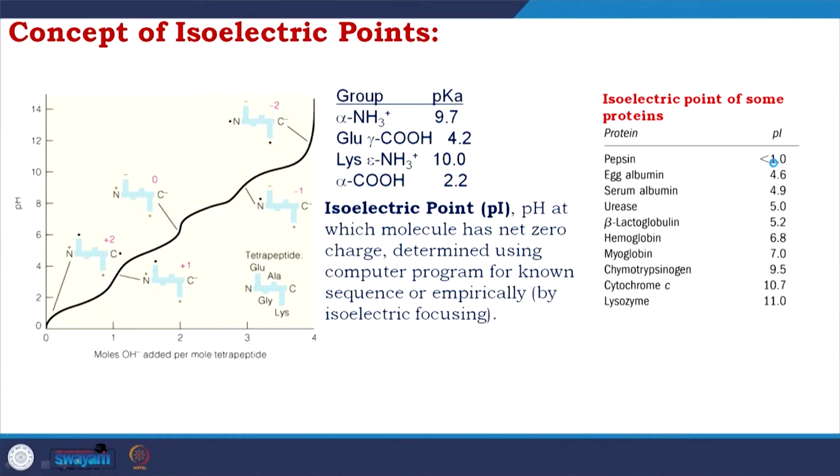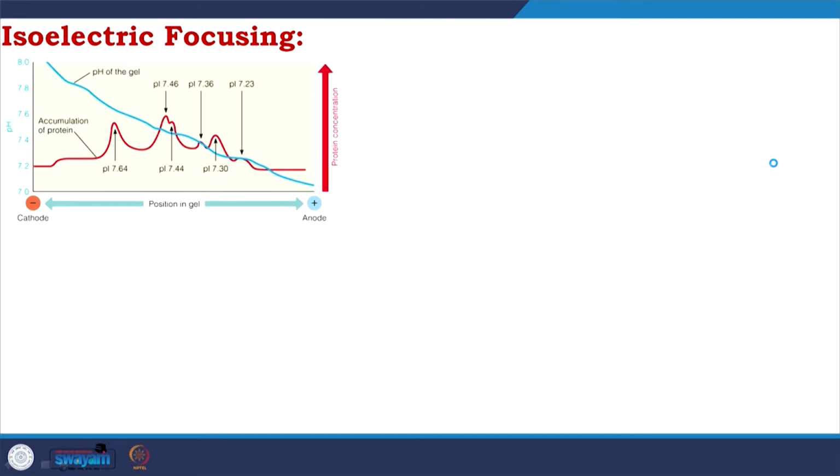Here is the example of isoelectric point of some protein. We have discussed isoelectric point of amino acids, but when it comes to protein it would be complex. For pepsin you will see this is less than 1, egg albumin 4.6, serum albumin 4.9, urease 5.0, beta lactoglobulin 5.2, hemoglobin 6.8, myoglobin 7, chymotrypsinogen 9.5, cytochrome C 10.7, lysozyme 11. So, these are different pIs of different protein.